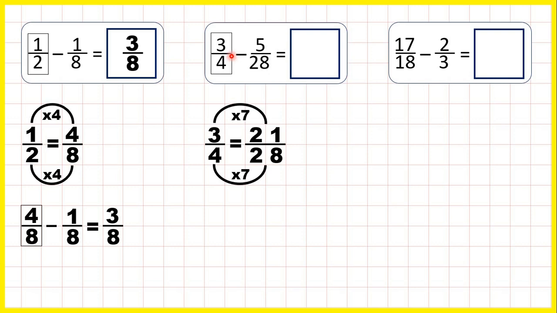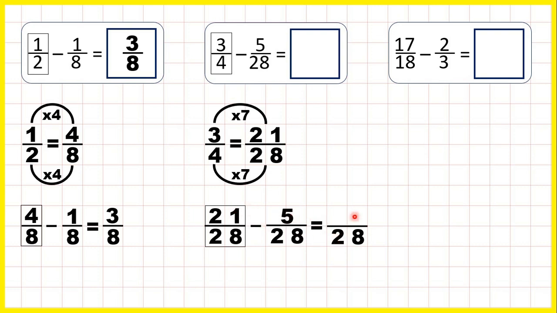So now, instead of writing 3/4, we can write 21/28, because we've just found that that's equivalent to 3/4. And we're subtracting 5/28, so we now have our common denominator, so we keep the denominator the same in our answer, and now 21 minus 5 is 16, so our answer is 16/28.